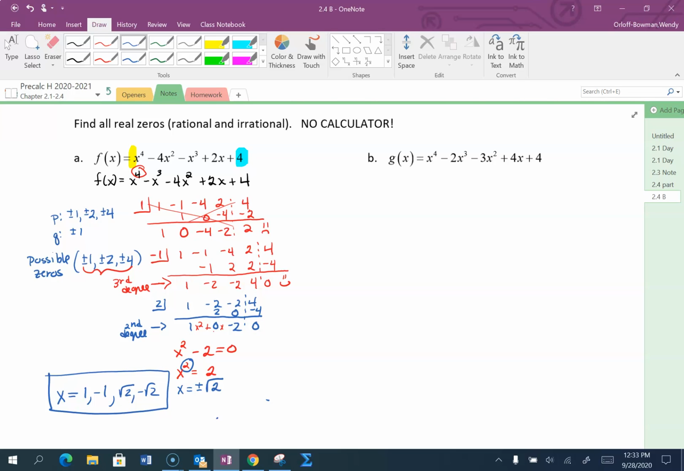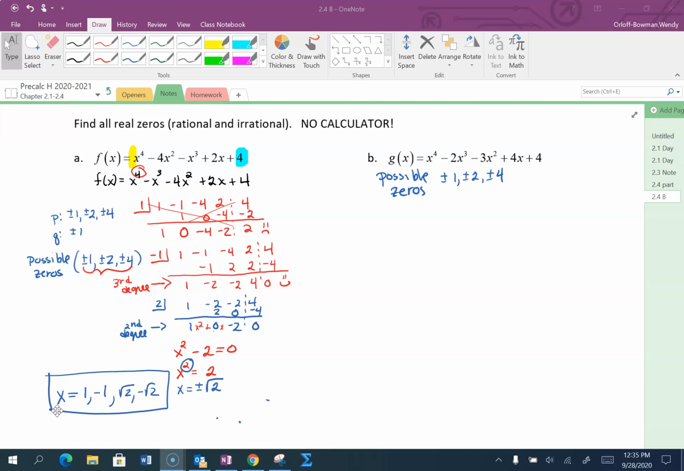So you're correct. I'm going to have the same list of potential zeros as I did in the one prior. And so my possible zeros are the factors of 4 over the factors of 1. So I have plus or minus 1, plus or minus 2, and plus or minus 4.